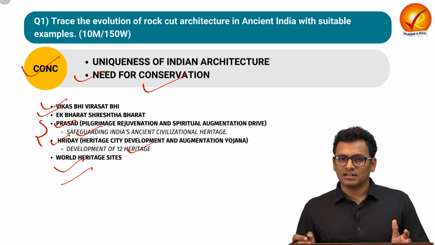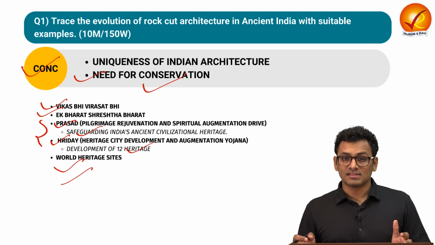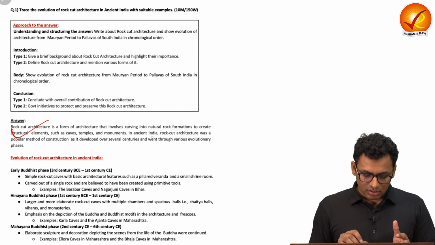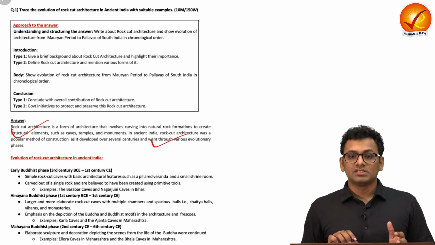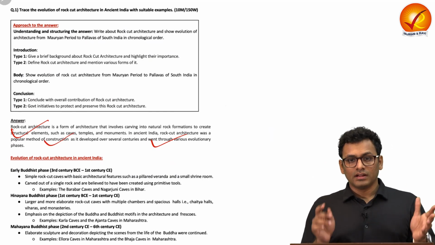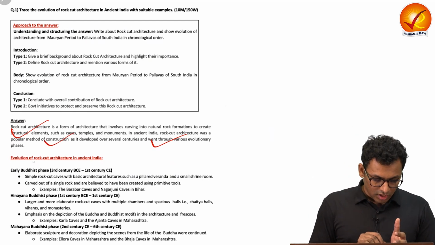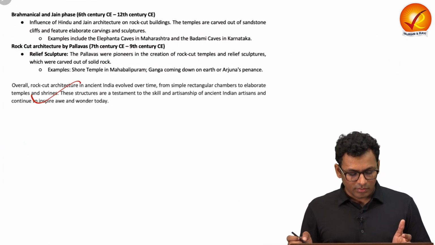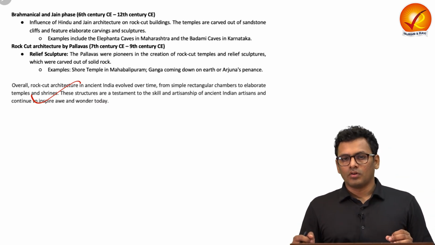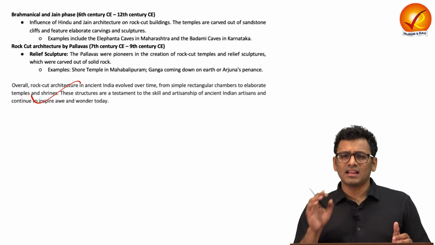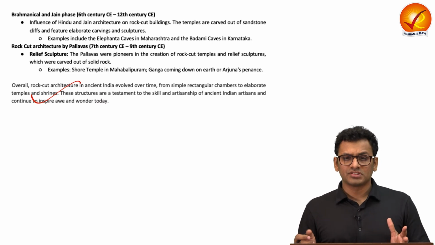Let's see the model answer and understand how we can inculcate the same in our answer writing practice. Firstly, in the introduction, you can define the rock cut architecture. You can talk about India's rock cut architecture and how it went through evolutionary phases. You can talk about the different phases with examples, and in the conclusion you can talk about how the rock cut architecture evolution took place, the significance of it, the uniqueness of India's architecture, and the need for conservation. So that's it for question number 1.